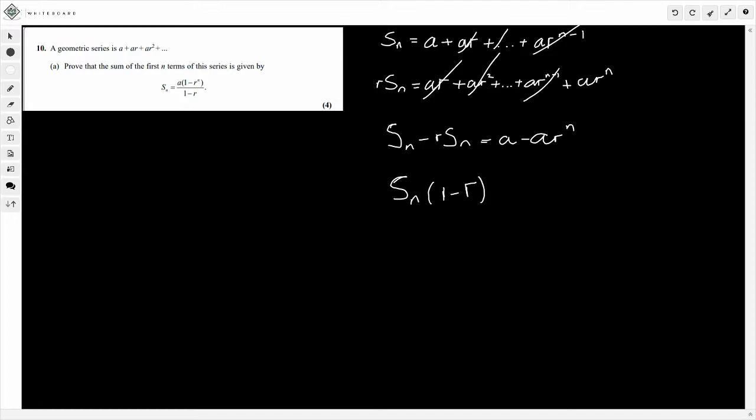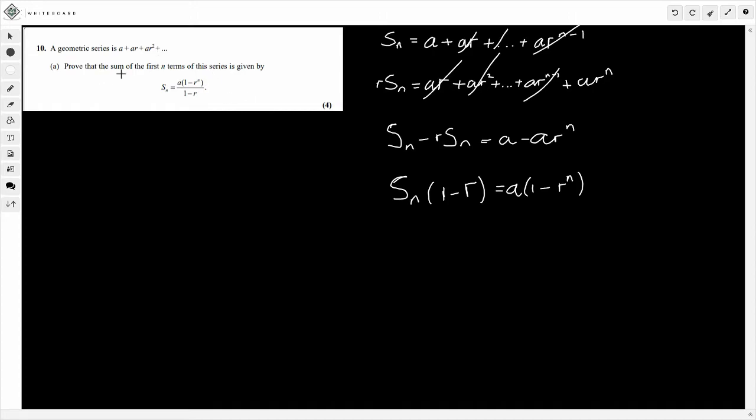Well, this looks pretty good. We've got a 1 minus r here, so this is looking pretty good so far. What can we factor out from this side? I've got a minus ar to the n, so I can factor out an a. Again, what am I going to place? It's going to be 1 minus r to the n, like so. So that's my factorised side on here.